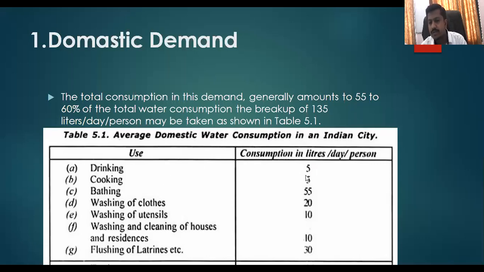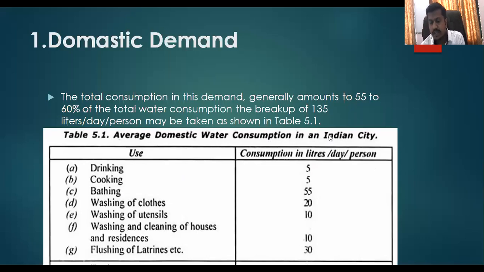So for drinking, we require around 5 liters of water. For cooking, 5 liters. For bathing, 55 liters. Washing of clothes, 20 liters. Washing of utensils, 10 liters. Kitchen and cleaning of houses and residences, 10. And flushing of the latrines, 30 liters. So around 135 liters of water we are going to consume.